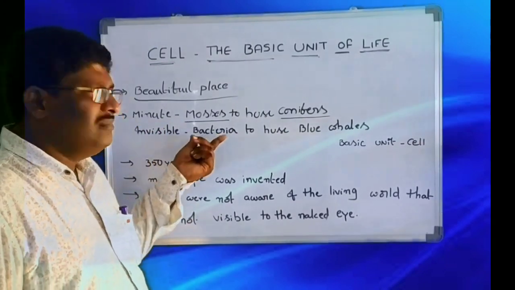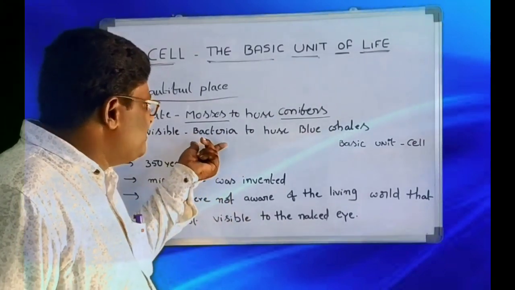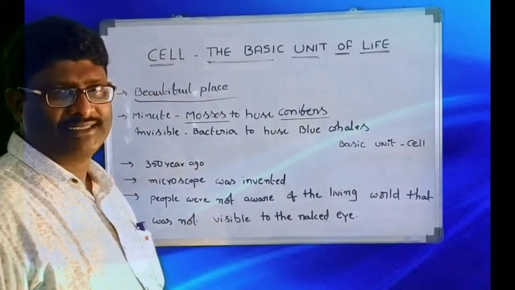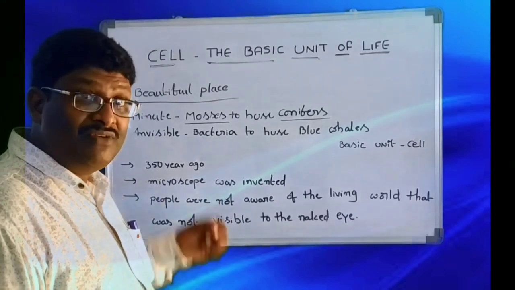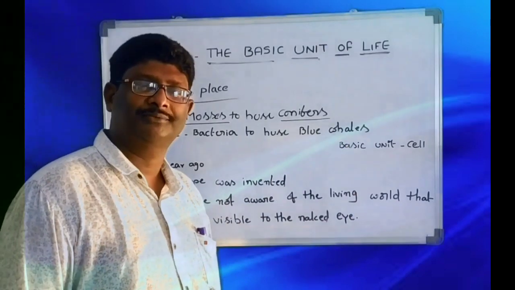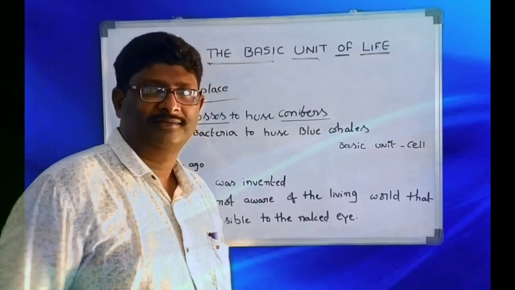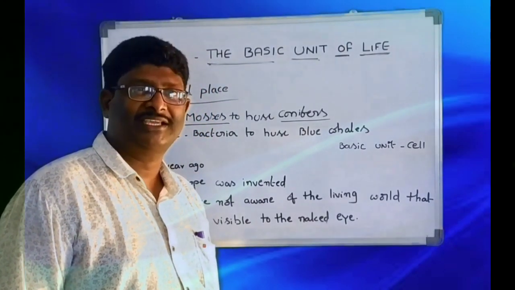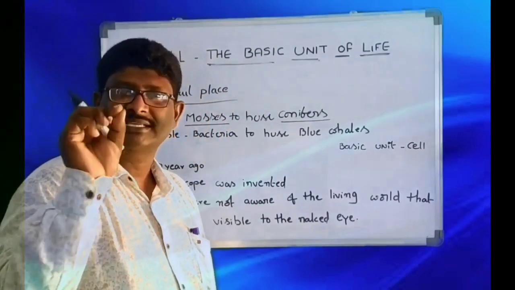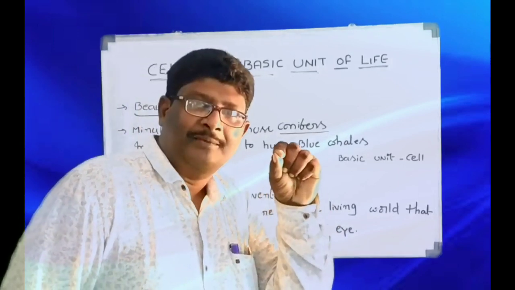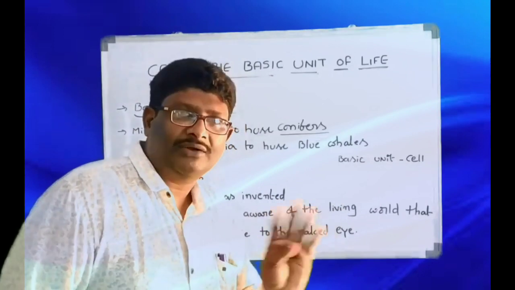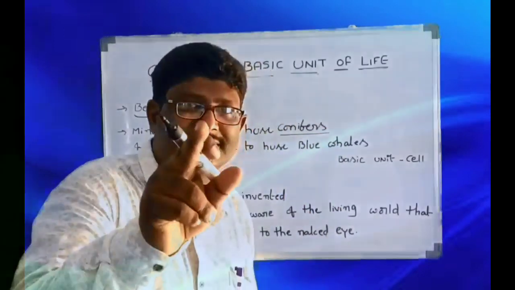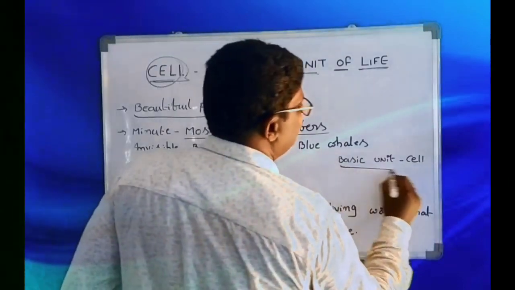Likewise, from invisible bacteria to huge blue whales. Blue whales means the biggest animal in the water. For all these living organisms, the basic unit, what is that? Do you know? That is the cell. Whether it is a big living thing or small living thing, a small plant or big plant, for all these living organisms the basic unit is called the cell.